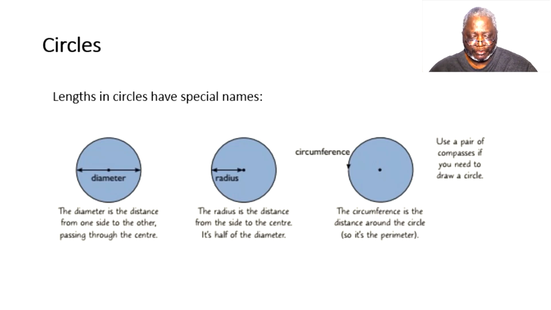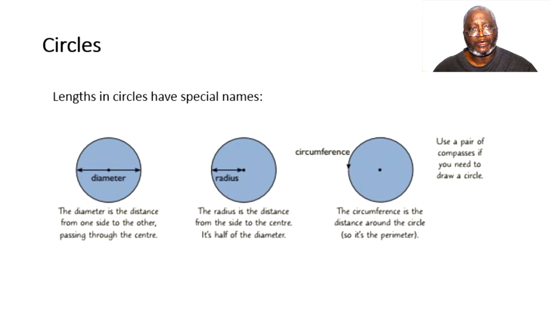And then you have a radius, which is half of the diameter. The radius links the center of the circle to any part of the circle. And the circumference of the circle is the perimeter of the circle. When you talk about circumference, that's the distance round.